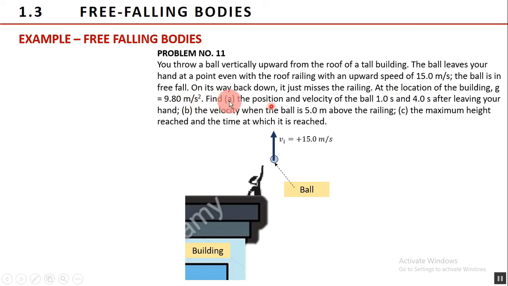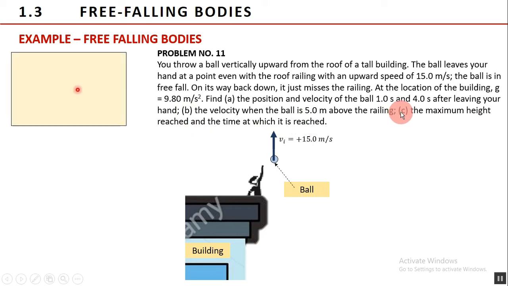Find, letter A, the position and velocity of the ball 1 second and 4 seconds after leaving your hand. Letter B, the velocity when the ball is 5 meters above the railing. Letter C, the maximum height reached and the time at which it is reached.